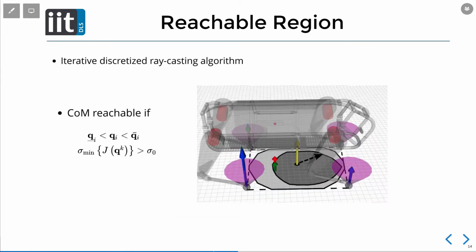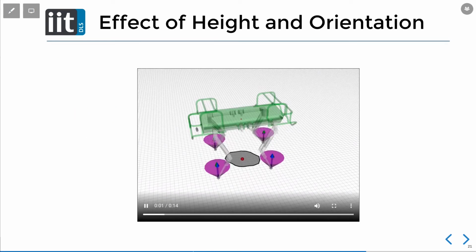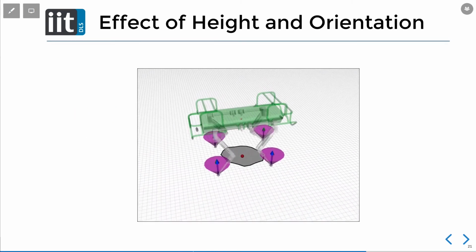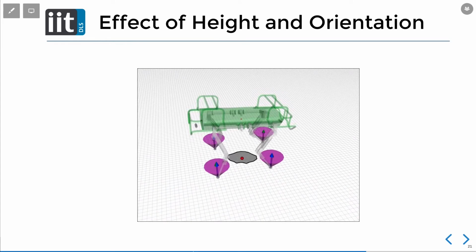Using the forward kinematics, we can develop an iterative discretized raycasting algorithm to find the reachable region. The algorithm searches for vertices along polar coordinates originating from the actual center of mass position. Center of mass locations outside of the region either violate a joint kinematic limit or cause a singularity in one of the legs. Notice here that the reachable region has a dependence on the actual height of the center of mass and the actual orientation of the body.